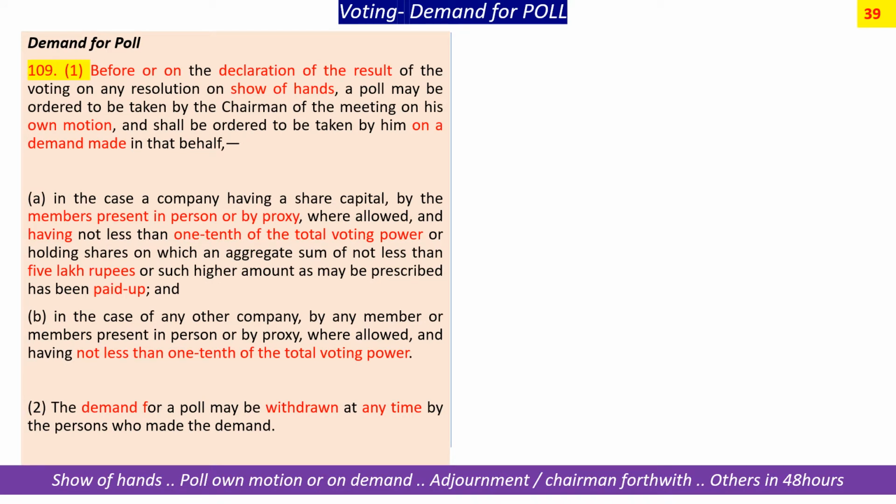Then there is the demand for poll. Once the show of hands takes place, or even before it takes place, the chairman on his own can decide to go for a poll, or shareholders having 1/10 of the total voting power or having paid up capital of rupees 5 lakhs can demand a poll. Then the chairman has to conduct the poll. And you can make a poll demand and you can withdraw it also at any time before the poll takes place.